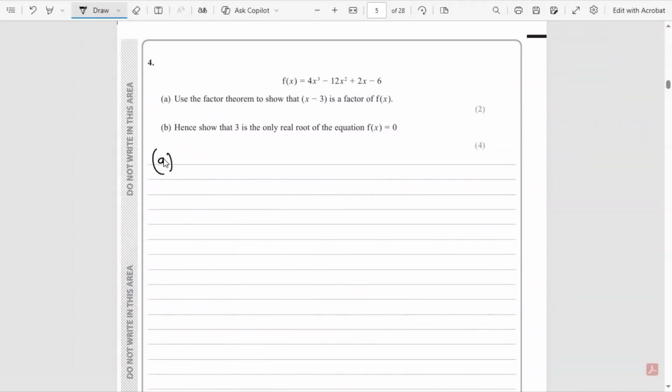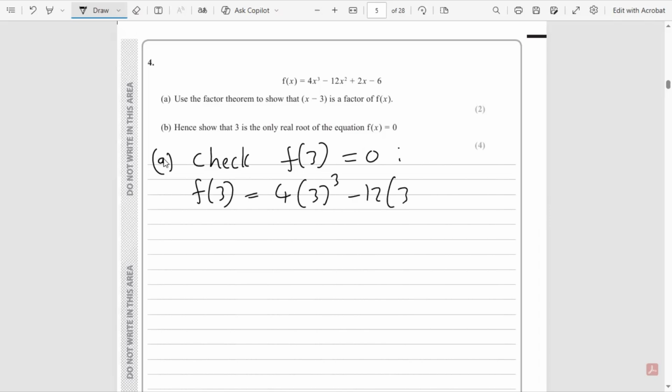So hopefully we remember that if x minus a is a factor, where a is a real number, then that means that f of a is 0. So that's our factor theorem. What we need to do is check that f of 3 is 0 to answer the question. So we're going to sub in 3 into our function. So this is 4 times 3 cubed minus 12 times 3 squared, and then plus 2 times 3 minus 6.